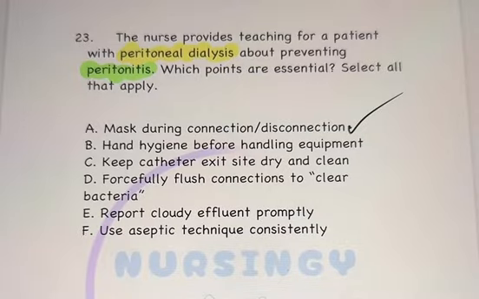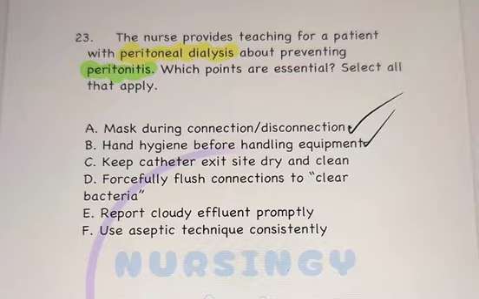What about B, hand hygiene before handling equipment? Yes. Okay. Hand hygiene is the most important step in preventing infection, guys. What about C? Keep catheter exit site dry and clean.